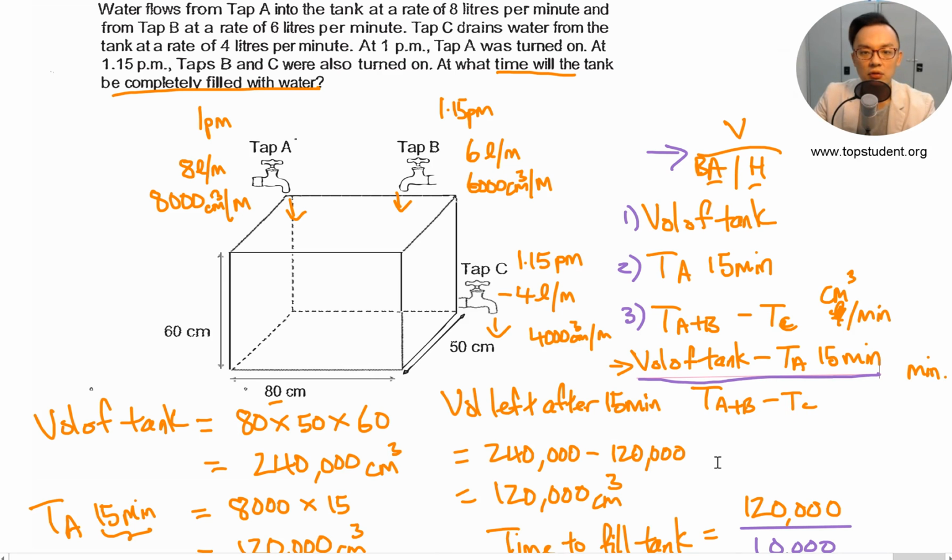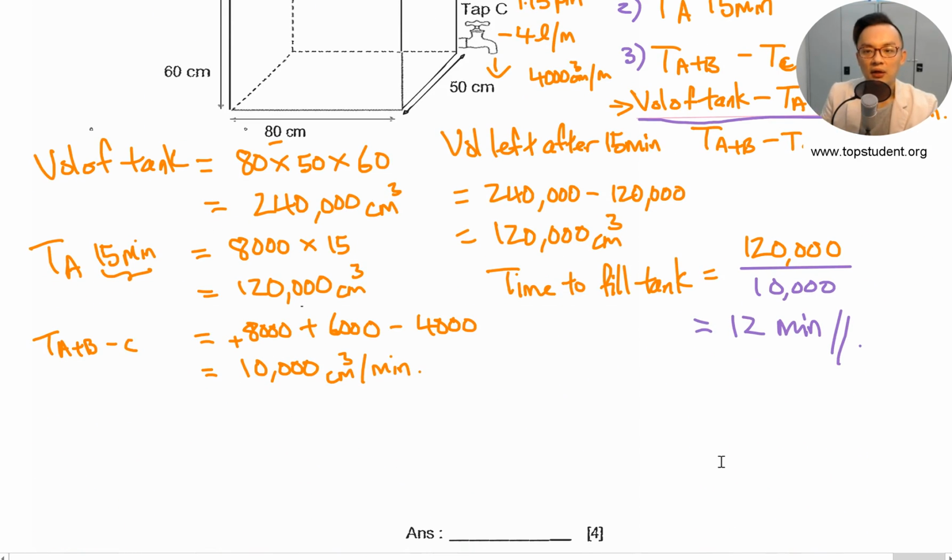Okay, so over here I have volume of the tank, it's 80 times 50 times 60. And then tap A for 15 minutes. Tap A plus B, what is the total? Which is 10,000. So volume left after 15 minutes is 120,000. So time to fill tank is 120,000 divided by 10,000. So it's 12 minutes.